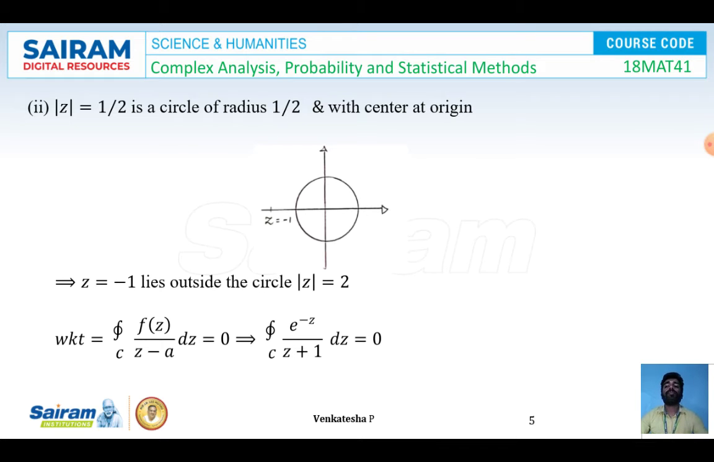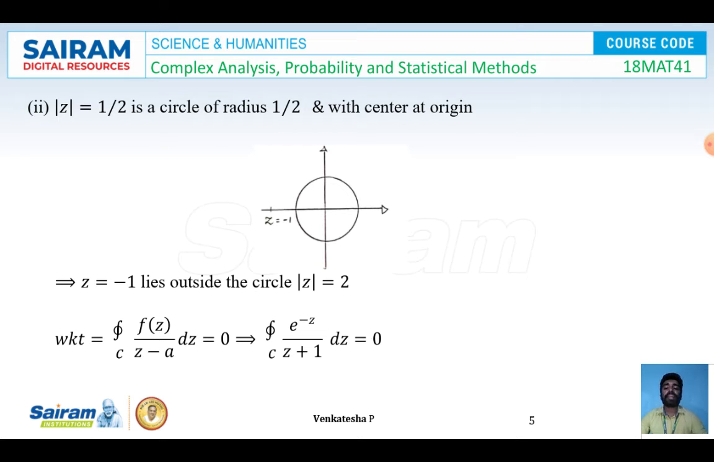The next curve is |z| = 1/2. So it's a circle of radius 1/2 with center at origin. I'm plotting the circle of radius 1/2 like this, and the point z = -1 I'm going to choose here. So z = -1 means (x, y) = (-1, 0). It lies on the negative x-axis. Then the point z = -1 lies outside because the circle has a radius of only 1/2. So this point lies outside.